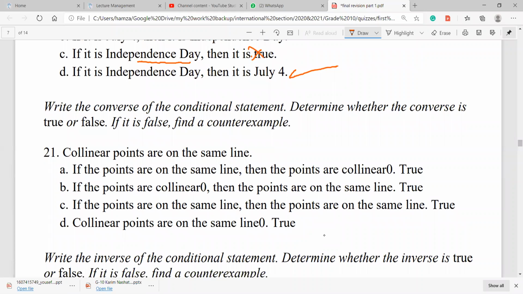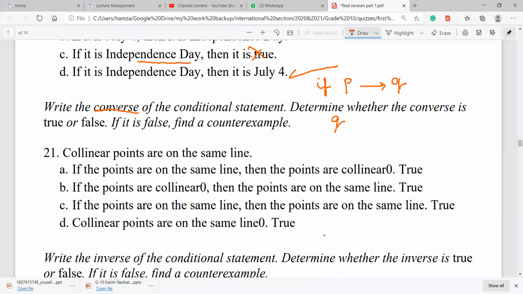Now we have three related conditional statements: the converse, the inverse, and the contrapositive. If the statement is written like this, if P, then Q, guys, in the converse we will reverse. In the converse, we change the places of the statements. So we will start with Q and end with P, like this. This is the converse. Change their places.